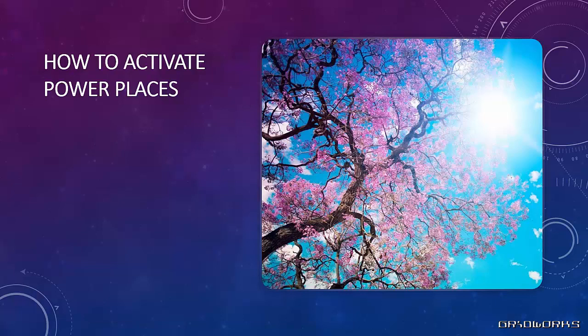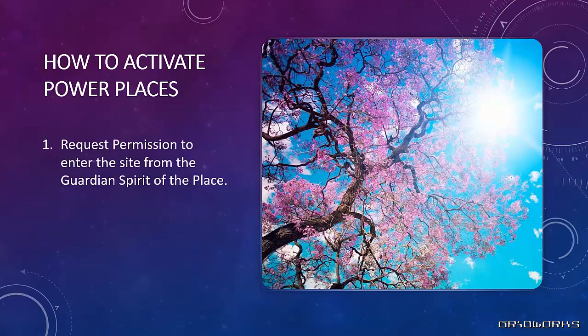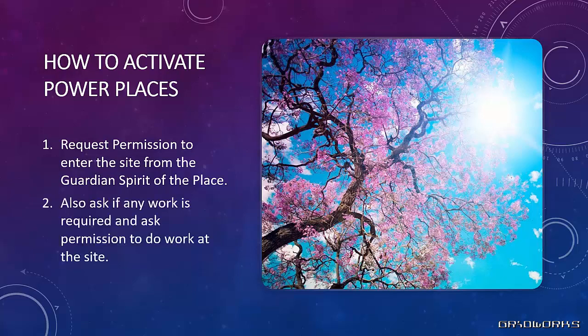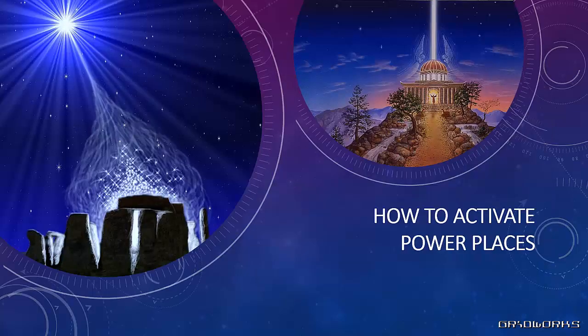So, what do you do when you get to these power places once you've found them? Well, activating them if they're not already activated is a good plan, but the first thing you need to do is request permission to enter the site. You can do this quite simply by using a dowsing rod or pendulum to ask questions. Oftentimes there may be reasons why you shouldn't be there. Sometimes your time there should be very limited, and also you should always ask if there is any work required and permission to do that work.